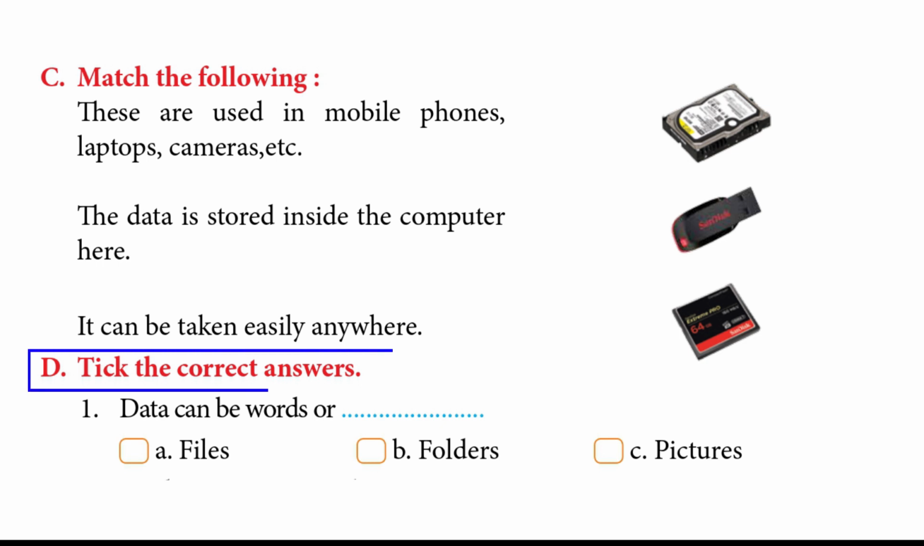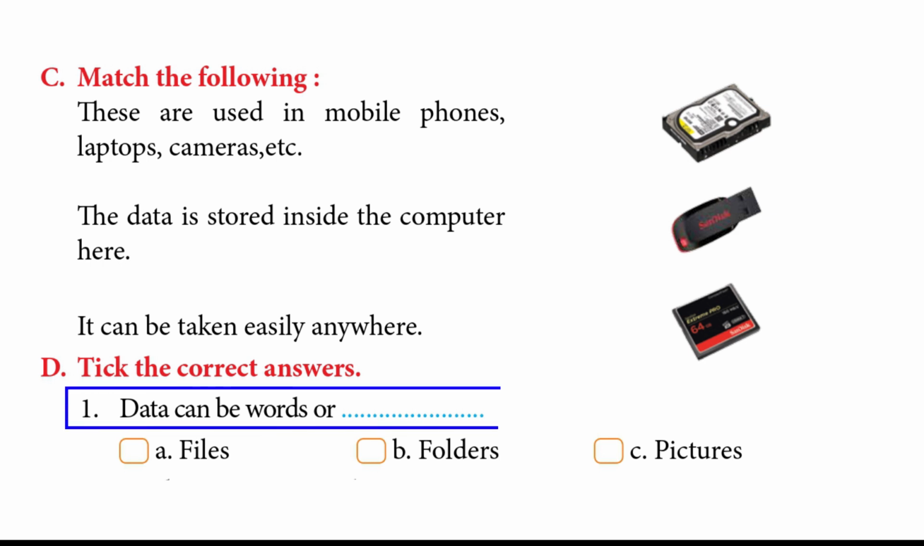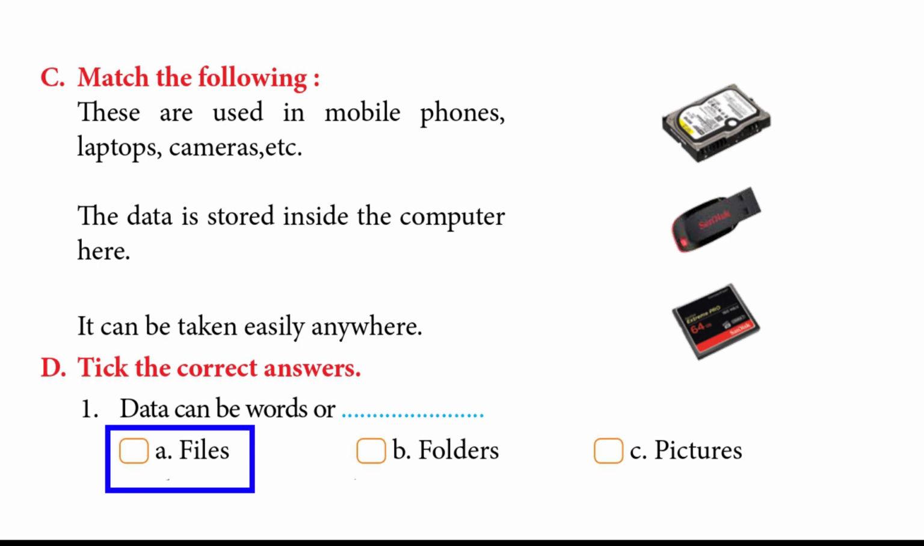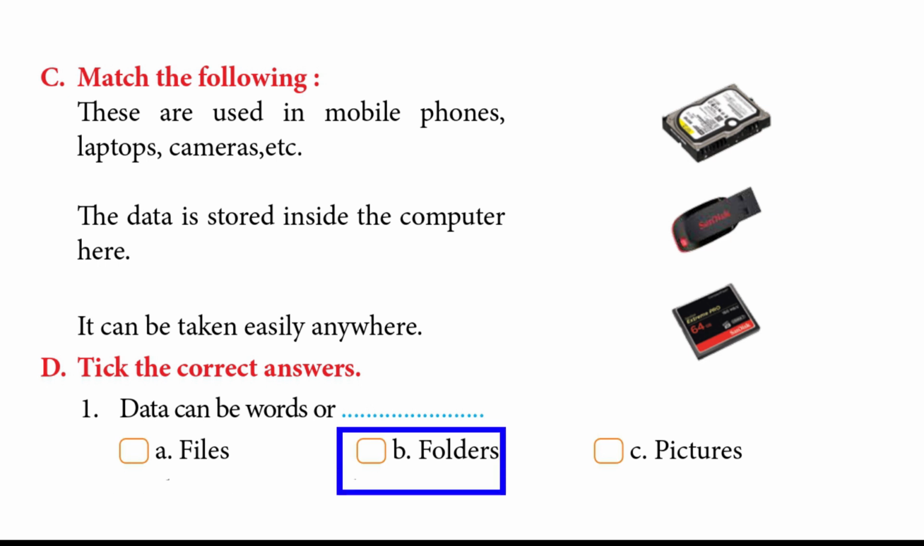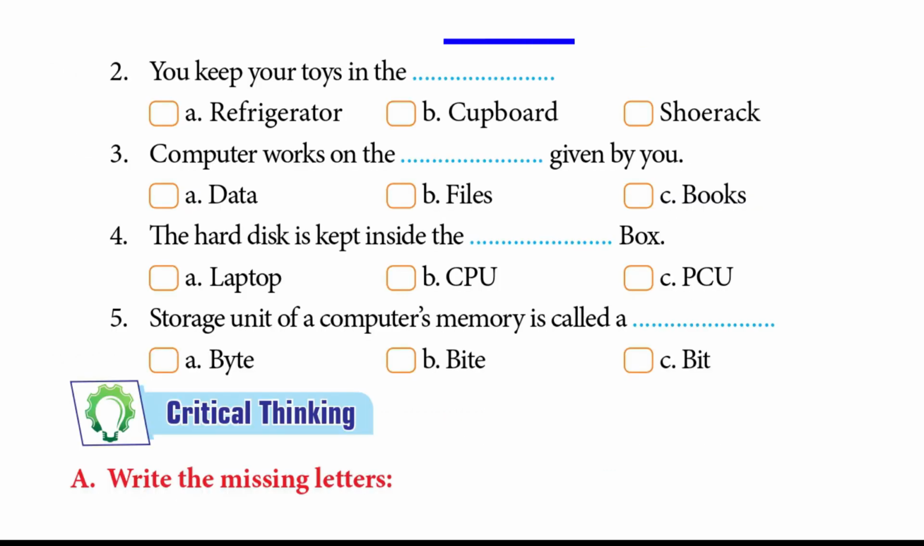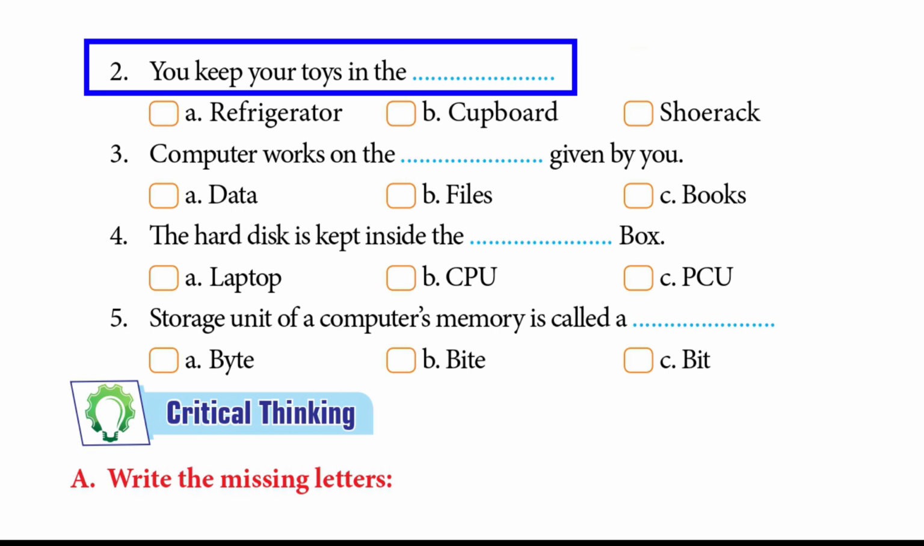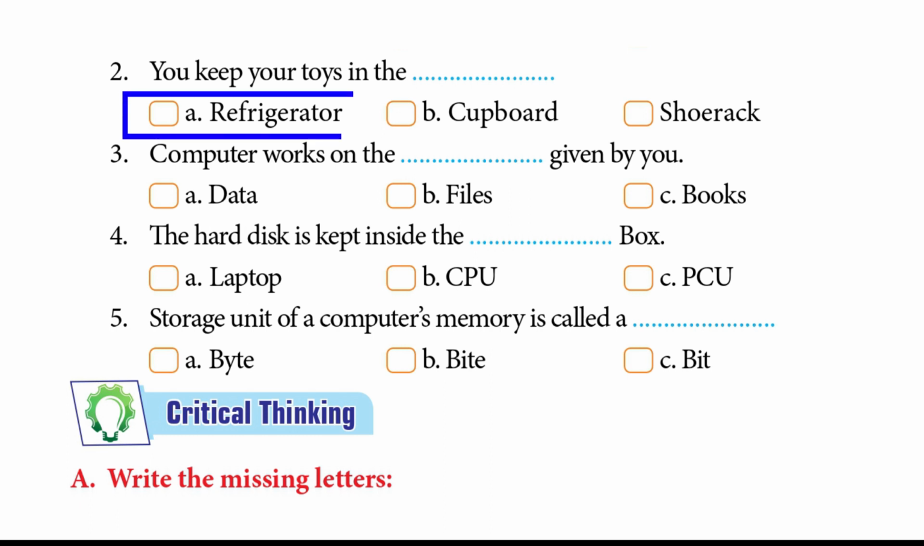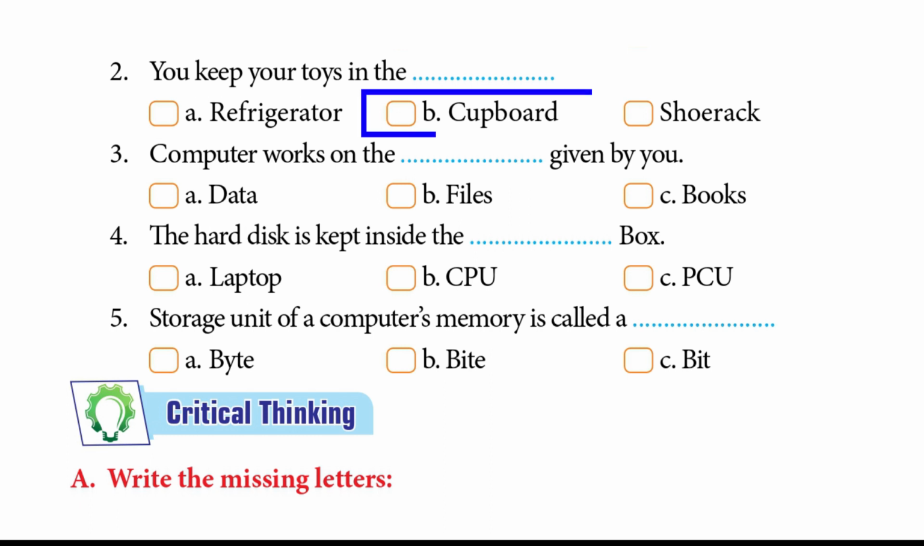D. Tick the correct answers. 1. Data can be words or dash. A. Files. B. Folders. C. Pictures. Answer: C. Pictures. 2. You keep your toys in the dash. A. Refrigerator. B. Cupboard. C. Shoe rack. Answer: B. Cupboard.